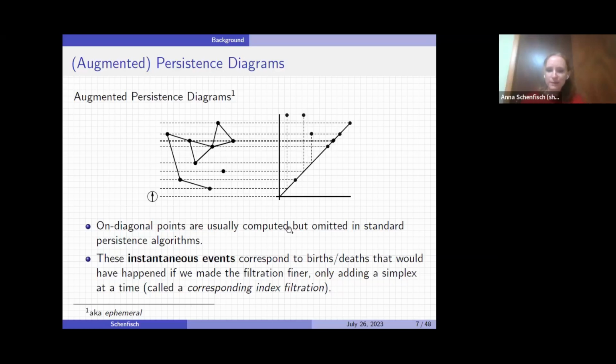And where are they coming from? It's the events that would have happened if we made our filtration step by step, simplex by simplex, called an index filtration. So let's look at this bottom on-diagonal point here. At the height of this vertex, what's happening in our index filtration if we were to step it out simplex by simplex? Well, we would first add this vertex here. We have a second connected component that appears. And then as we add the edge, that connected component immediately merges with the component that was previously there. So for an instant, we have another connected component, but it instantly dies. So that's where this on-diagonal point is coming from.